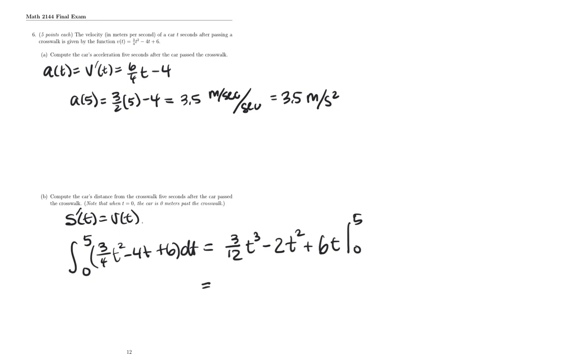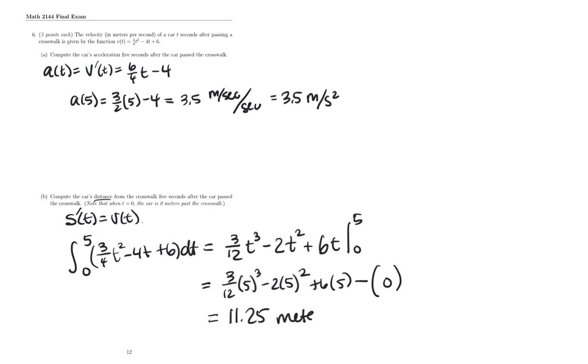And so if I plug in 5, 3/12 times 5 cubed minus 2 times 5 squared plus 6 times 5, minus, now I'm going to plug in 0 into everything. Well, that's just going to give me 0. And so if I get all of that, I should get 11.25. And the units of that, it's a distance, so the units of that are just meters.